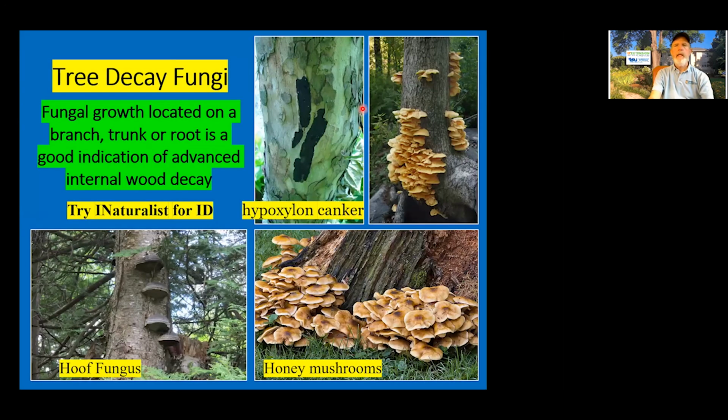Then you'll see some decays on trees. Either the tree has been damaged. Here's one called hypoxylon canker. Maybe there's another fungus that looks like horse hooves on a tree called the hoof fungus. There's one that can grow and cause a problem down in the roots or the base of the tree called a honey mushroom. So these are ones that can cause some on the side of the tree, can be different decay fungi.